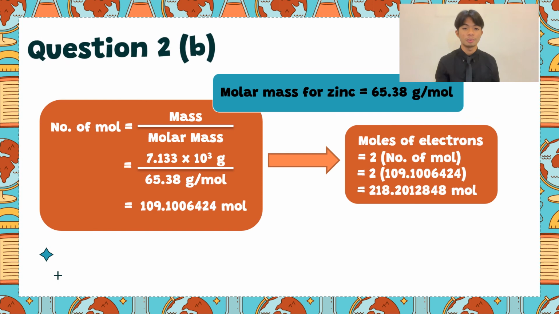Next, we must find the number of moles. Number of moles is equal to mass over molar mass, and we substitute the mass and molar mass given, and we will get the value of the number of moles. Then we can calculate the moles of electrons, which is 2 times the number of moles, and these are the solutions.